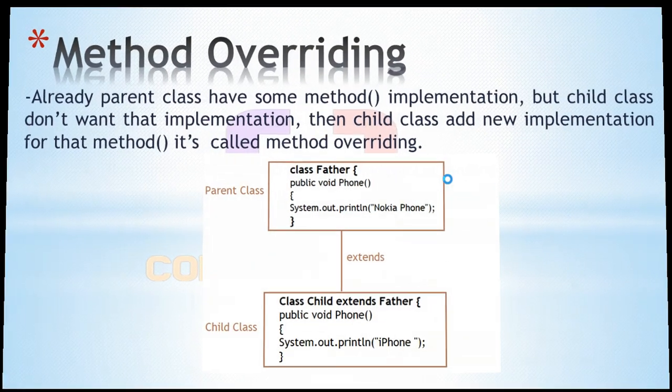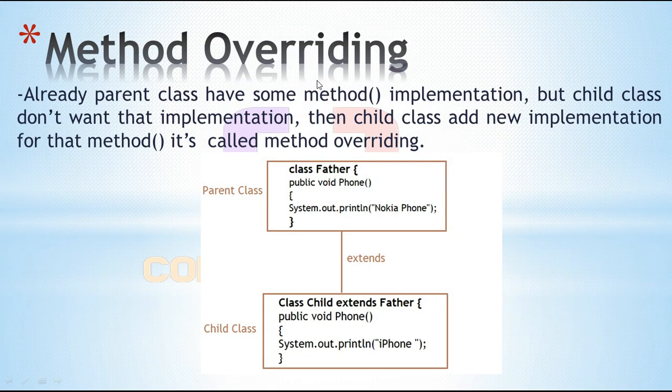So let's first understand what is method overriding. The parent class already has some method implementation, but the child class doesn't want that implementation. Then the child class adds a new implementation for that method. It's called method overriding.